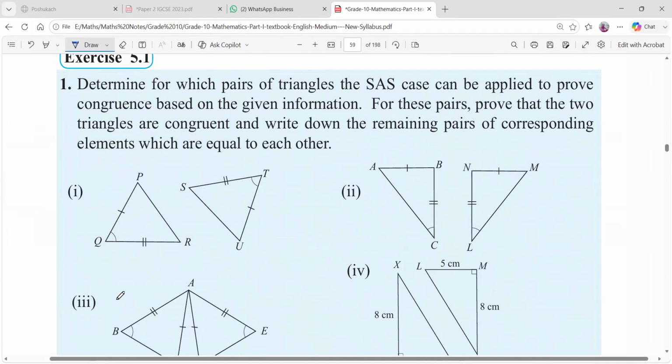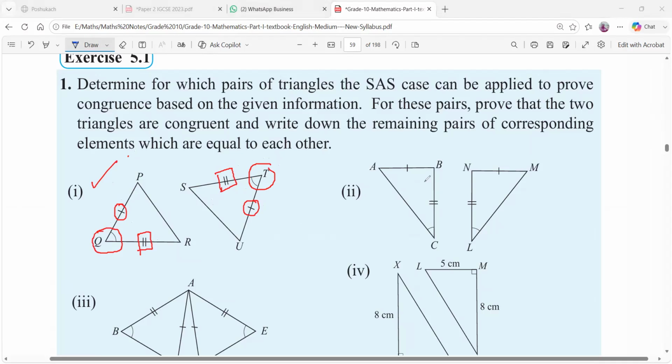Yes. What can you say here? First one, congruent or not? Let me quickly tell. This side is equal to this side. Now this side is equal to this side. In between they are having an angle. So this one is what? You can write congruent. Is that clear? Triangle PQR is congruent to triangle STU.